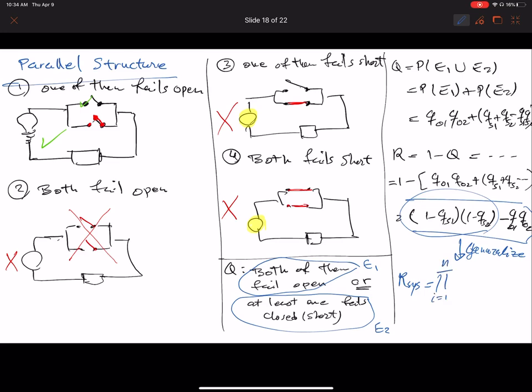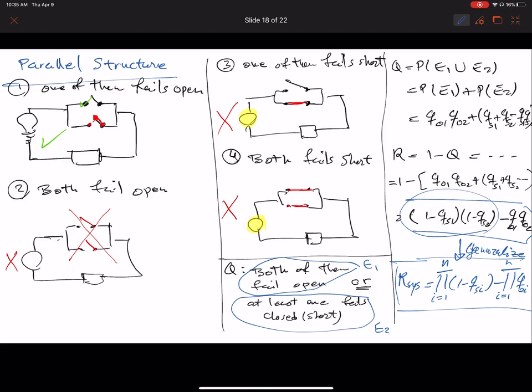The product from i equals 1 to n of 1 minus Qsi, minus the probability that all of them fail open, the product of Qoi. All right. So let's only keep that one in mind.